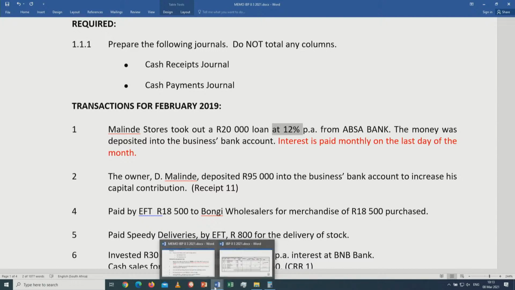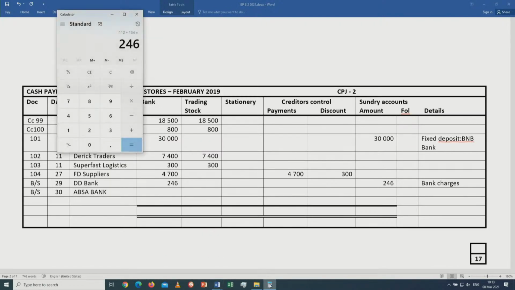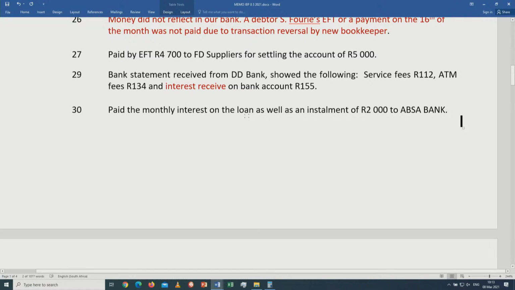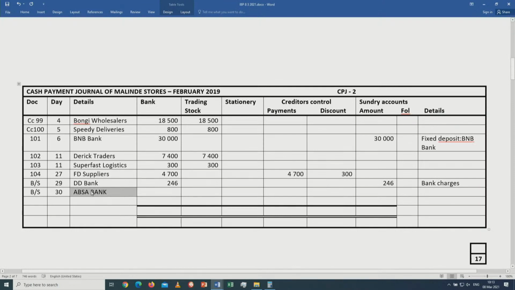All right. Let's go to our calculations. 20,000 for the loan, multiply by 1, divide by 100. Therefore, how much is your interest? Your interest is 200. So when you read, are we going to record 200 here? No. Why? Because you need to read the statement clearly. It says paid monthly interest as well as the installment. So on the interest of 200, you must add the installment of 2,000. When you say 200 interest plus 2,000, it will give you 2,200. So under your cash payments journal, you have to record it as a whole. This is how you do it.